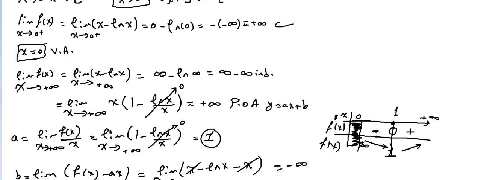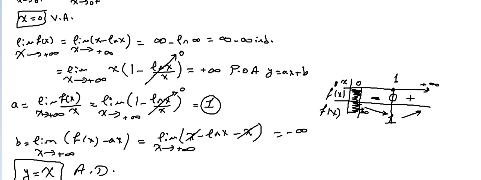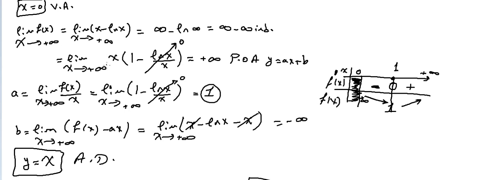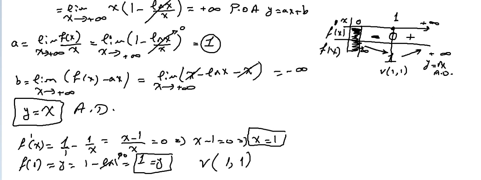So it goes down. Also, without substituting any numbers, we can notice that this will be negative. And the limit as x approaches plus infinity is plus infinity. And we have y equals x here as the asymptotic direction. And here is the vertex, abscissa 1, ordinate 1. That's great.